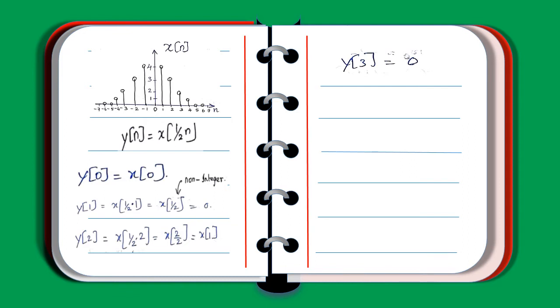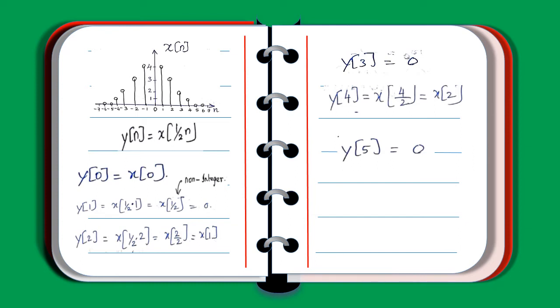When n equal to 4, y of 4 is equal to x of 4 by 2, which is equal to x of 2. The value of x of 2 from the graph is 3. That makes y of 4 equal to 3. When n is equal to 5, y of 5 is equal to x of 5 by 2, which is a non-integer index. We equate that to 0. y of 5 equal to 0.